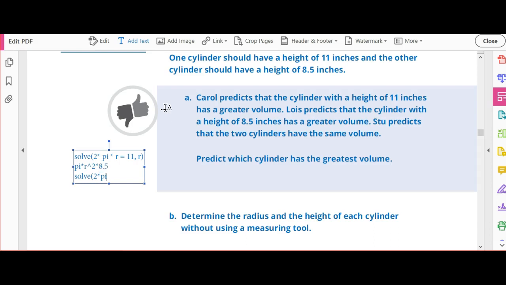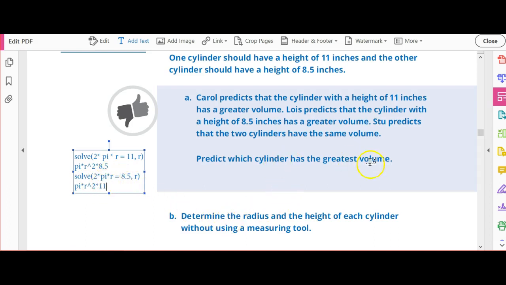And then down here you're going to go 2 times pi times r equals 8.5, and you're going to solve that for r, and then you would do pi times r squared, and then times the height of 11. So after you find r the next time, plug it in here and find out what it is.